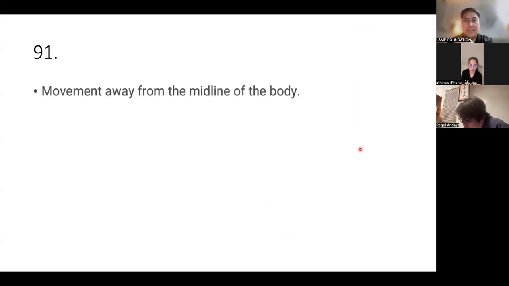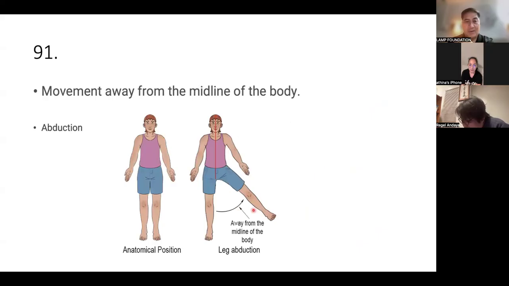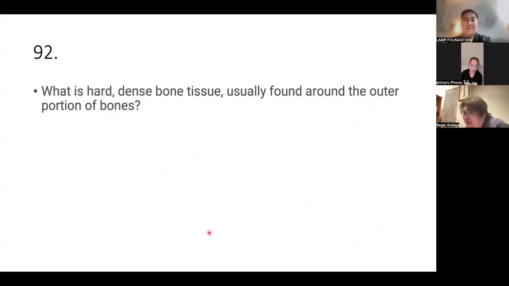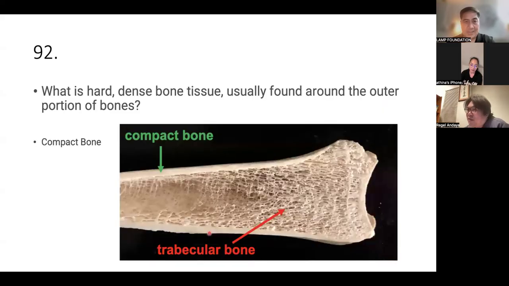Movement away from the midline of the body is called abduction. Yes. So, what is the opposite of abduction? Adduction. So, double D, yeah. What is hard, dense bone tissue usually found around the outer portion of the bones? It's called the compact bone. Yes, this is the compact bone. And this is called the trabecular bone. It looks like a sponge, no?